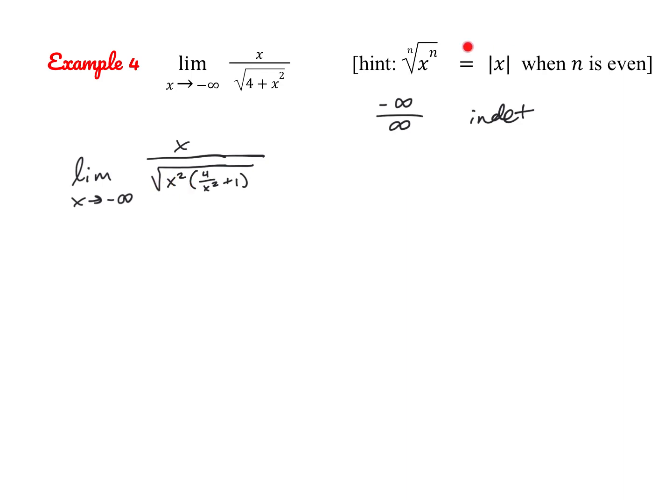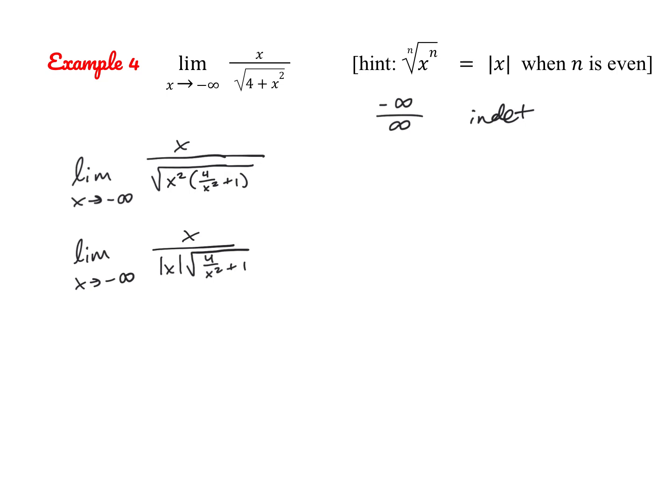And then here, as a little hint, if you have the nth root of x to the power of n, it will equal the absolute value of x. Remember, we need to make sure that our result is positive. Even if the variable is negative, we can achieve that with the absolute value. So if we simplify this a little bit more, we get x over, and I'm just simplifying this portion of my radical, absolute value of x times the square root of 4 over x squared plus 1.